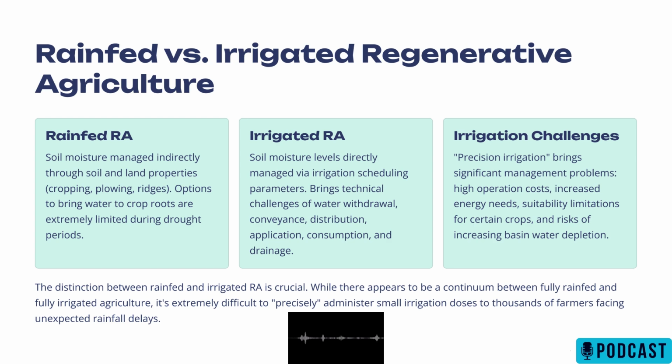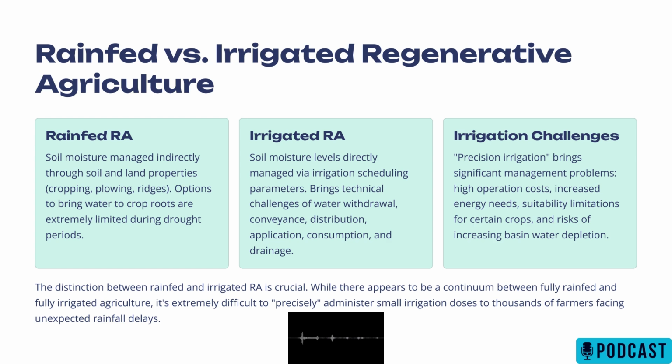Pitfall number 3 seems really fundamental. Not clearly separating regenerative ag in rain-fed areas versus irrigated areas. They're really different beasts when it comes to water management. Oh, completely different. In rain-fed systems, your main lever for managing soil moisture is indirect. It's improving the soil's ability to capture, store, and efficiently use whatever rain falls. Practices like cover cropping, mulching, no-till. You're working with the rain you get.